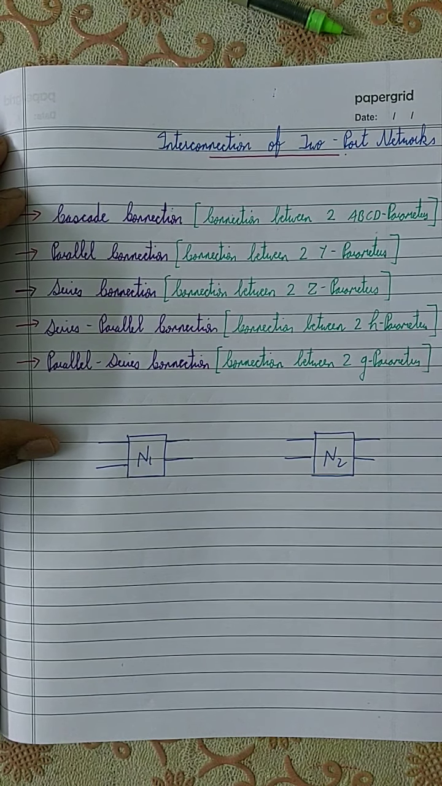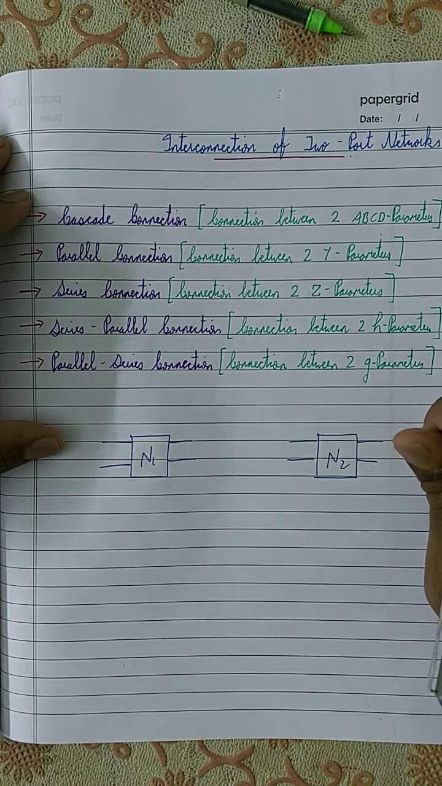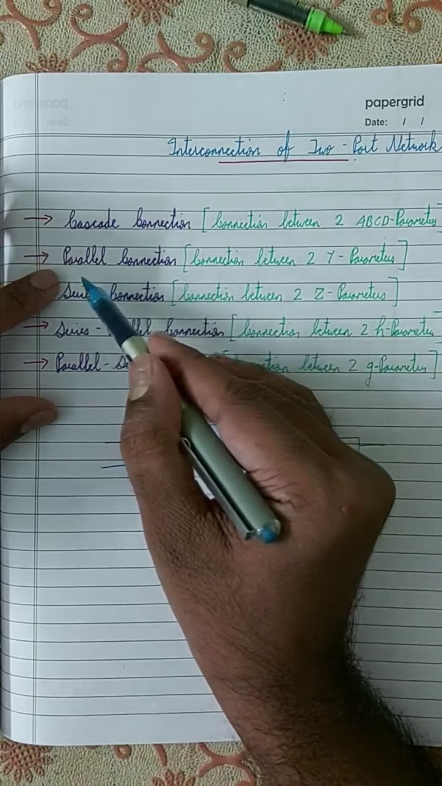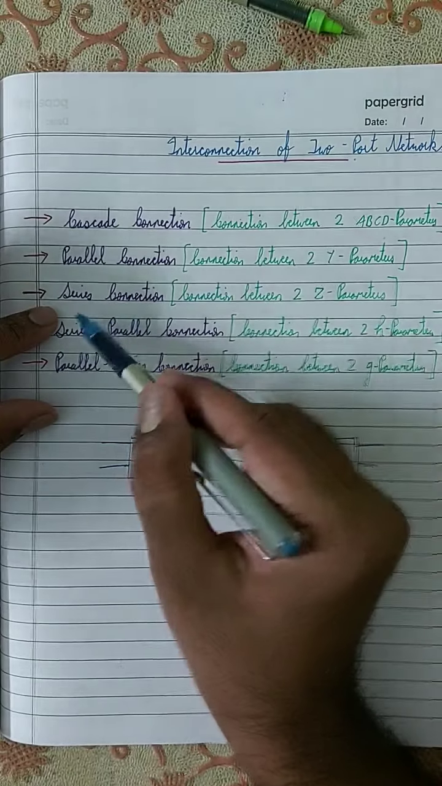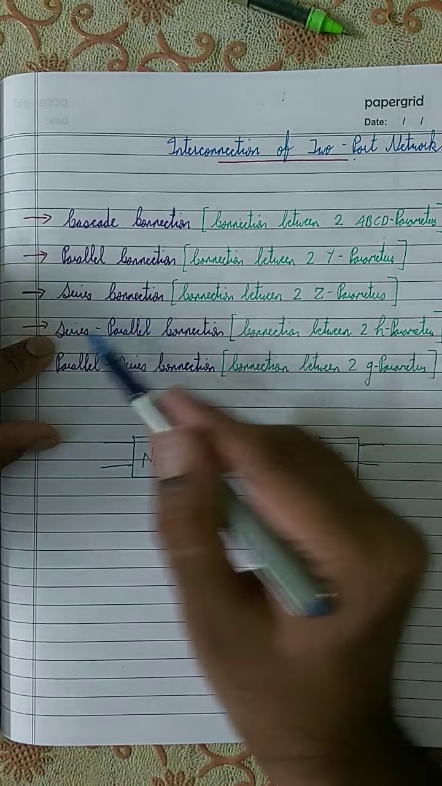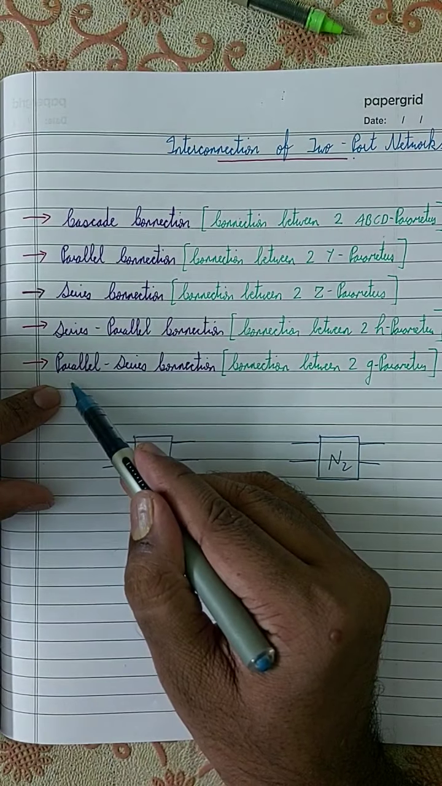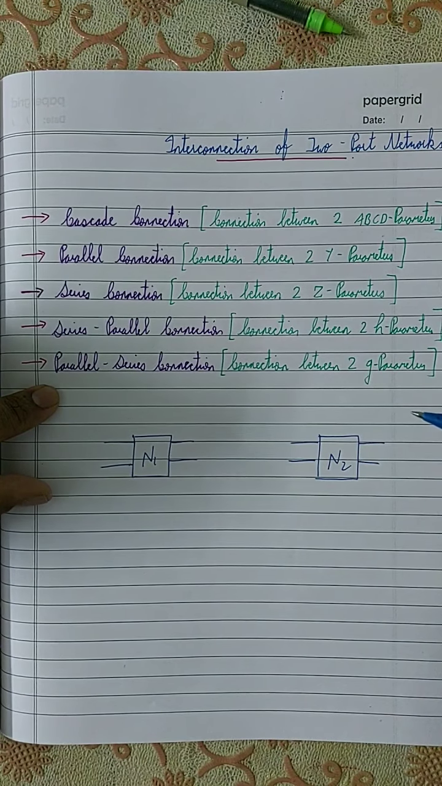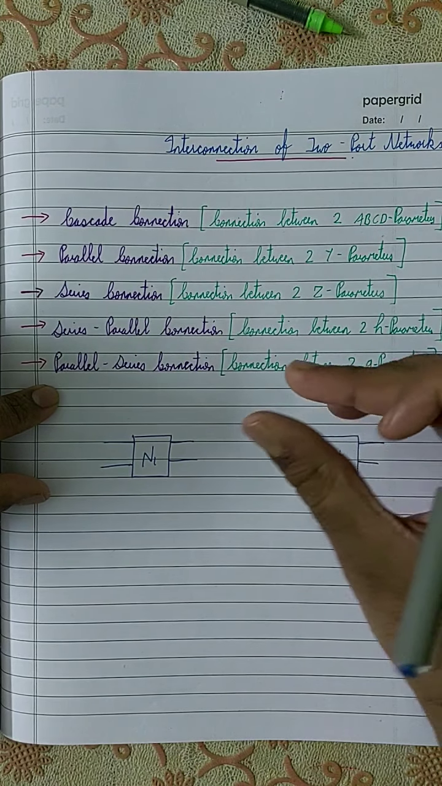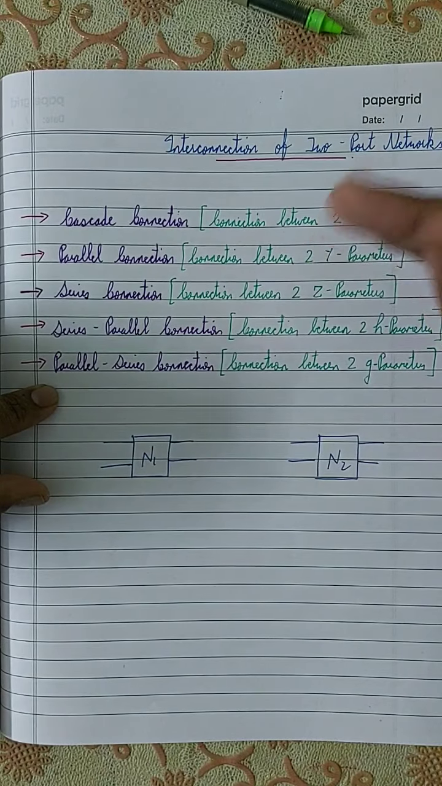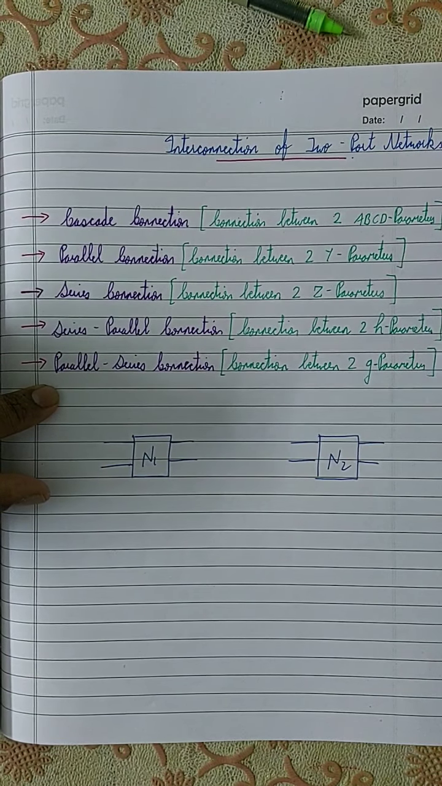The first connection we have is the cascade connection. The other one is called the parallel connection. The other connection is called the series connection. The other connection is called the series-parallel connection, and the last is called the parallel-series connection. All you have to do is simply understand the meaning of each and every type of connection. Once you understand the basic meaning, representing their parameters will be very easy.